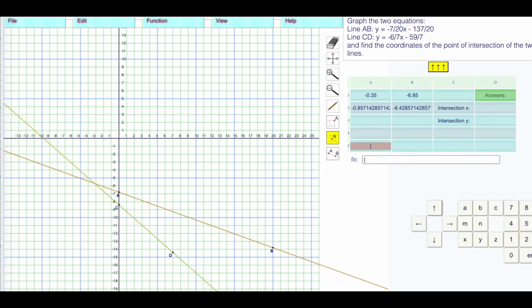You don't have to do this. This is just for us. Negative 3.1-ish. This is what I think it's going to be, and negative 5.7. Let's try that out. I'm going to use my pencil tool. You can do this on paper.